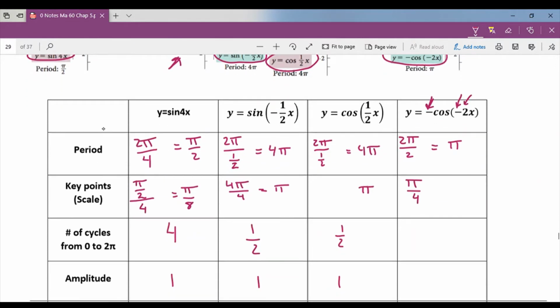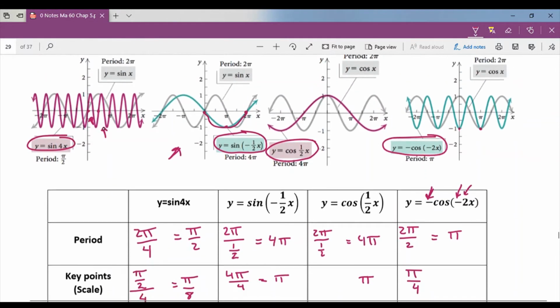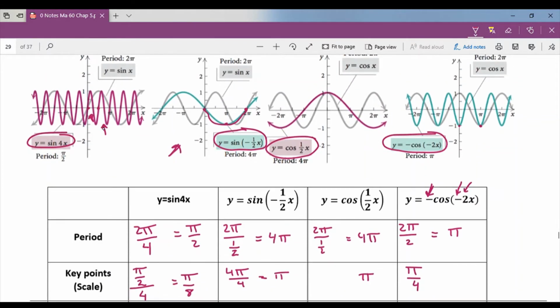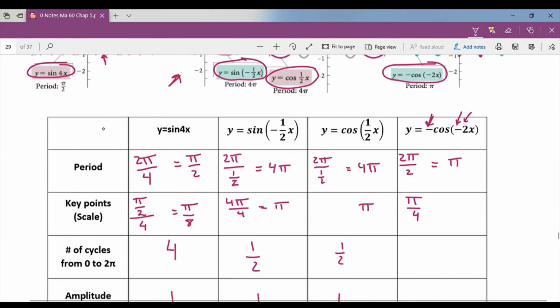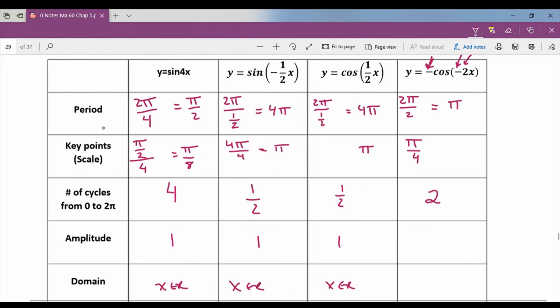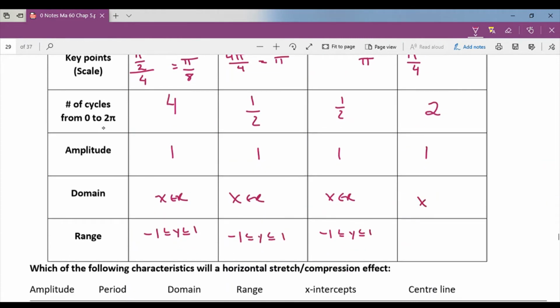So your cycles that are going to happen is that you did have 1 cycle between 0 and 2 pi, but now you've been compressed by 1/2, so all of a sudden you're going to get 2 cycles between 0 and 2 pi. Your amplitude is still 1, your domain is still x ∈ R, and your range is going to be -1 to 1. So what did the value of B affect?